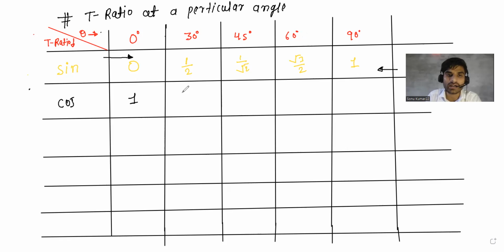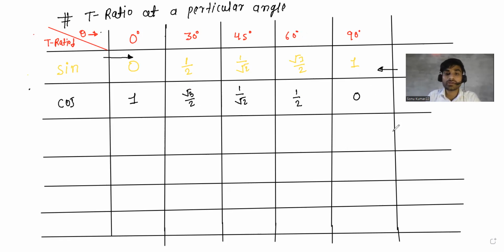Okay. So let's write here. Cos 0 is 1, cos 30 is root 3 by 2, cos 45 is 1 by root 2, and cos 60 is equal to 1 by 2, and cos 90 is equal to 0.